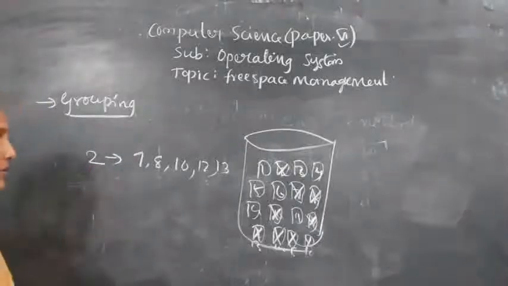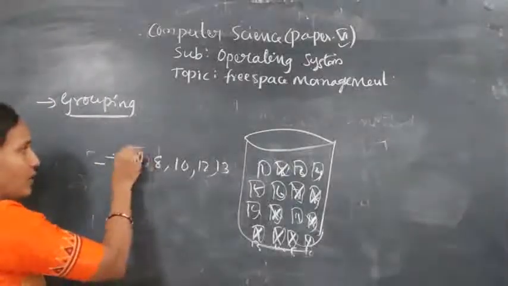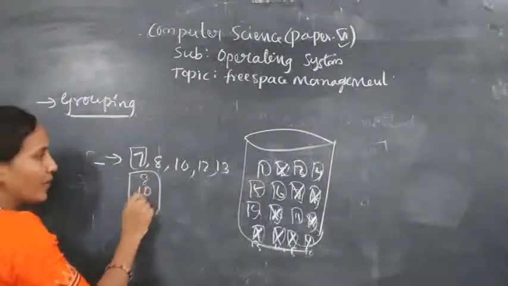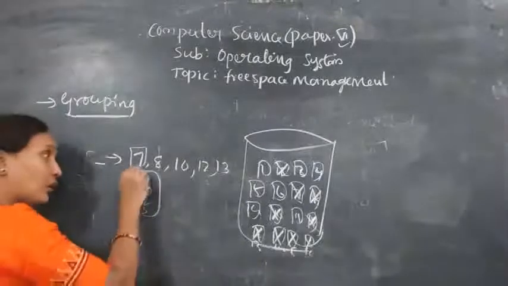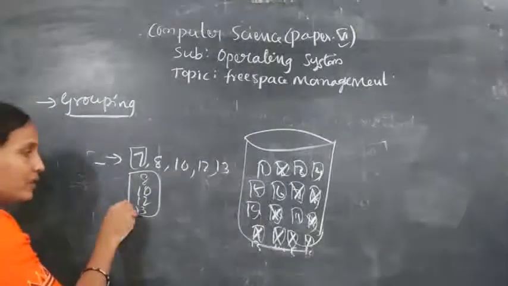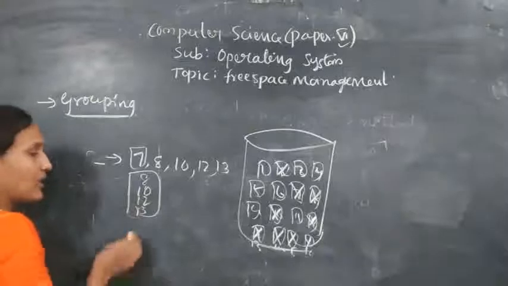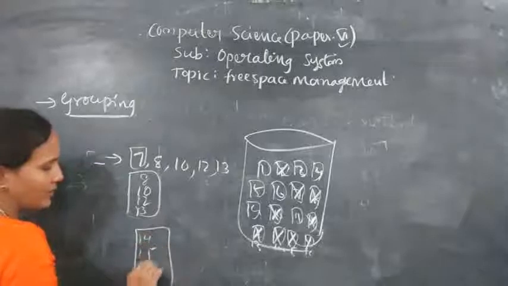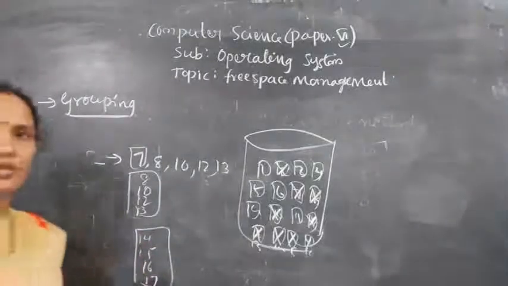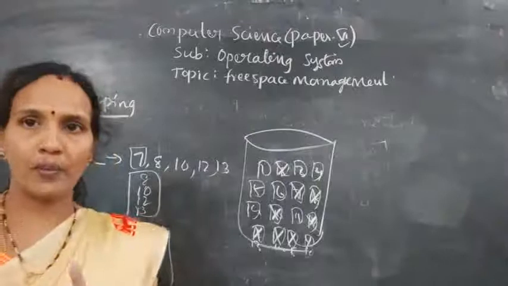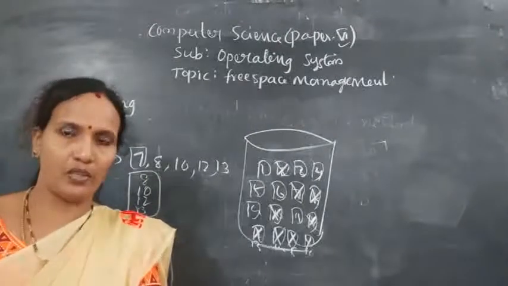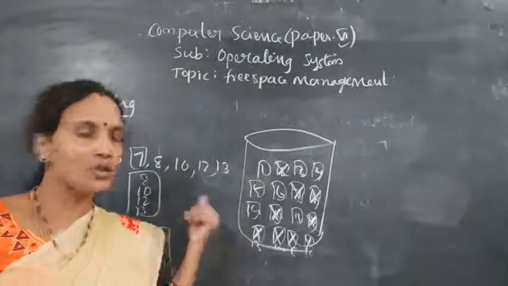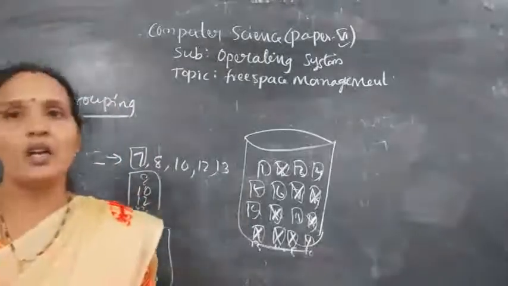Okay, next example: this is the first free block. This 7 maintains information about 8, 10, 12 and 13. And out of these 5, the last free block maintains the next group's information. For example, the next group is 14, 15, 16, 17. Understood? Out of 5, the first free block maintains information about the next free blocks, and the last free block maintains information about the next group. This type of method is called the grouping method.